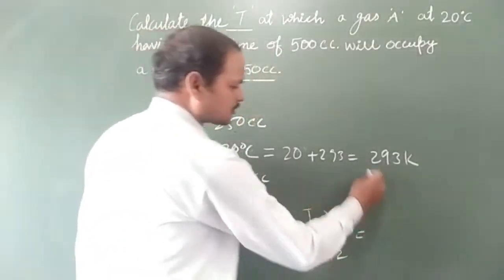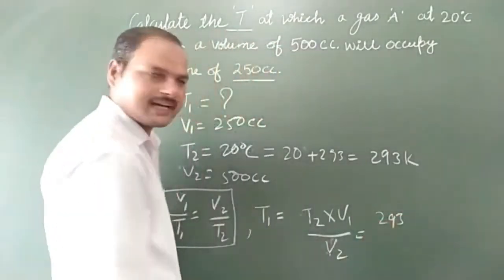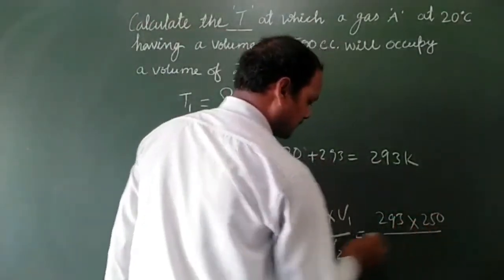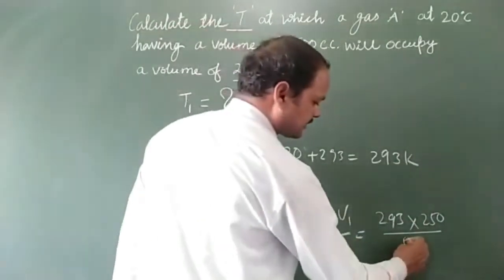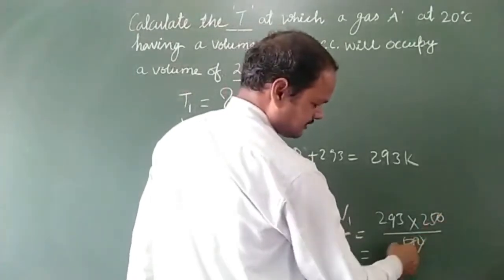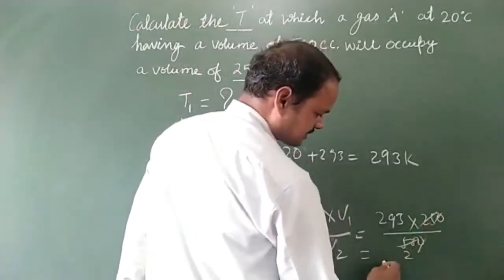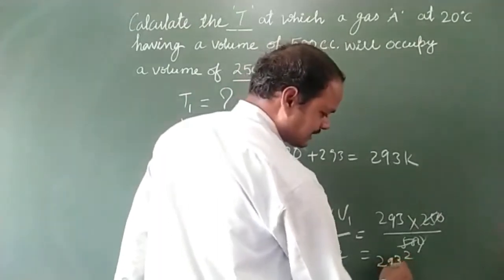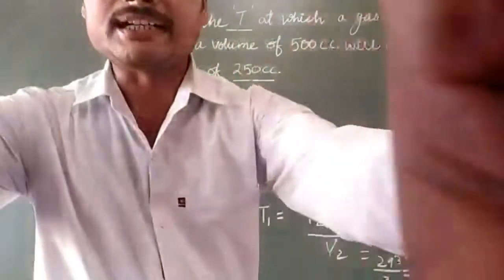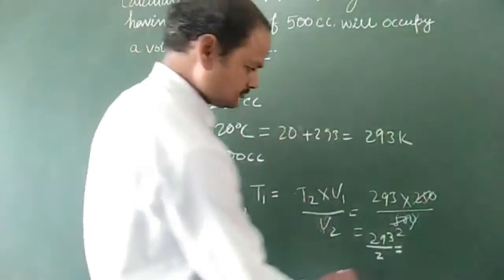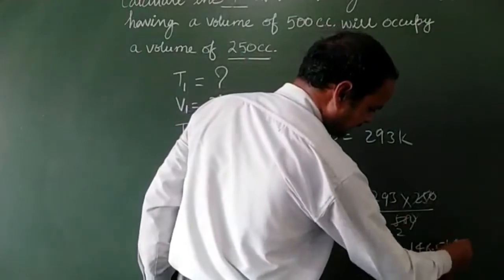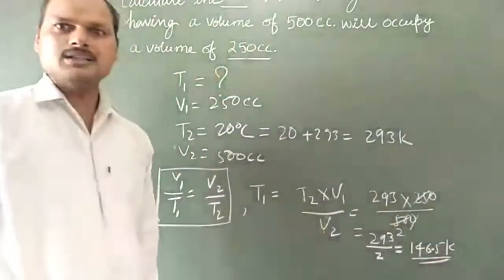T2 is 293 and volume V1 is 250 upon V2 is 500. Now divide it, we will get 293 divided by 2, which means we will get temperature equal to 146.5 Kelvin. That is the answer for this numerical.